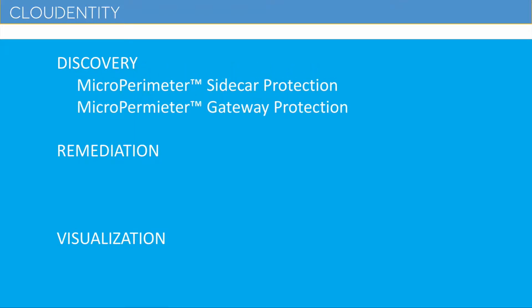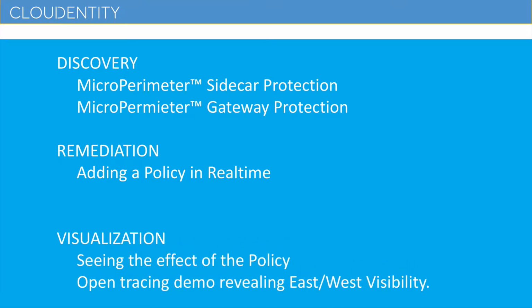Through discovery, we'll look at services, whether they're protected using the microperimeter sidecar or the microperimeter gateway, and discover whether there are any actual breaches or security risks we need to deal with. Then we'll remediate those issues by adding a policy in real time. And finally, with our visualization tools, we'll see the effect of that policy blocking the unwanted traffic, and we'll take a look at our open tracing demo to show the full east-west visibility for that chain of evidence, with the idea that you can't protect what you can't see.